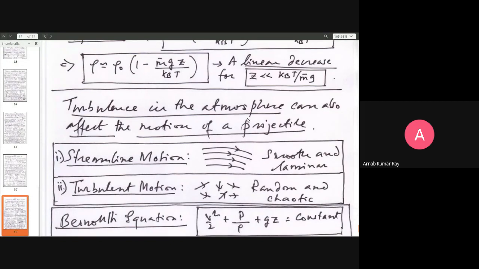Similarly for viscosity. Viscosity is a property of a fluid. In a liquid, there is an appreciable viscosity, but air is very thin.